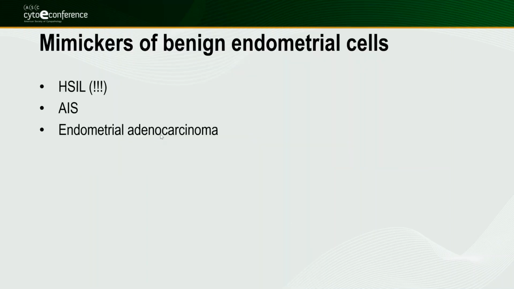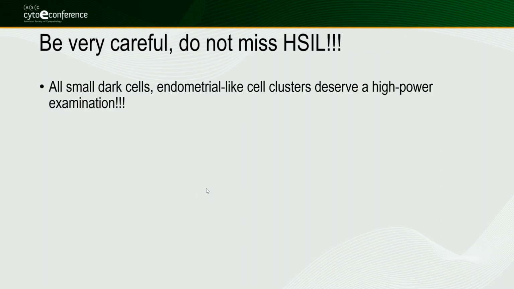And mimickers, so just use a couple of slides to talk about mimickers of benign endometrial cells. And so the benign mimics of benign endometrial cells, the most important one is HSIL cell. So previously we did a study, and I think a lot of published studies also, when we did a lot of PAPs, one reason of HSIL cell being missed is because it was interpreted as benign endometrial cells on low power. And so all small dark cells, endometrial-like cell clusters deserve a high power examination.